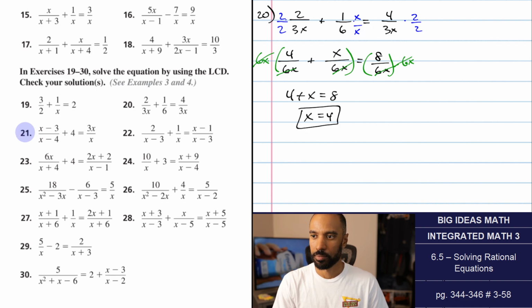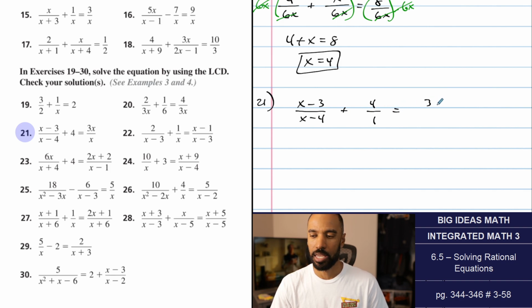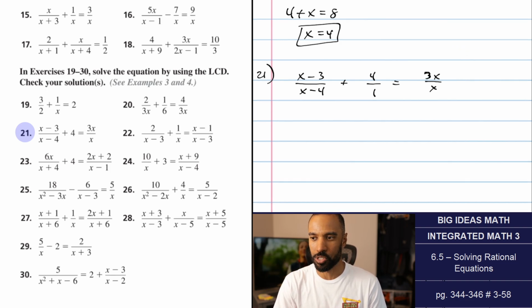Number 21. We have x minus 3 over x minus 4 plus 4. I'll just put it over 1. I think it's to your benefit to do that each time. Equals 3x over x. That's weird that it says, well, listen, I'm going to solve this in a way that I choose to solve this, okay?